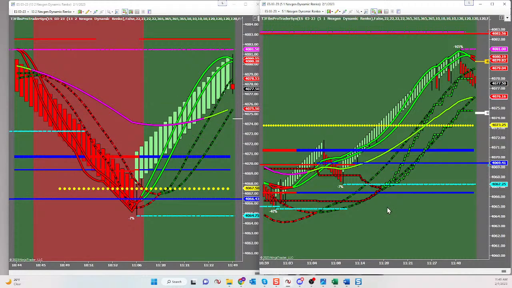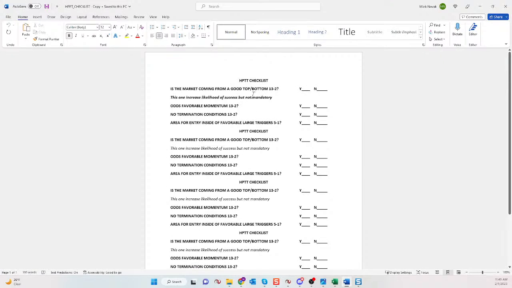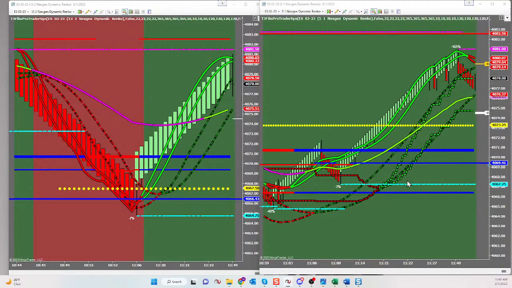I don't call trades in this room, right? I'm looking at it right now, George. I don't call trades in the room. All I talk about is whether or not rules are met, whether or not my checklist has been satisfied. I had the good top or bottom. I have odds favorable. I have no termination conditions. And I've got an area for entry inside of favorable large triggers.